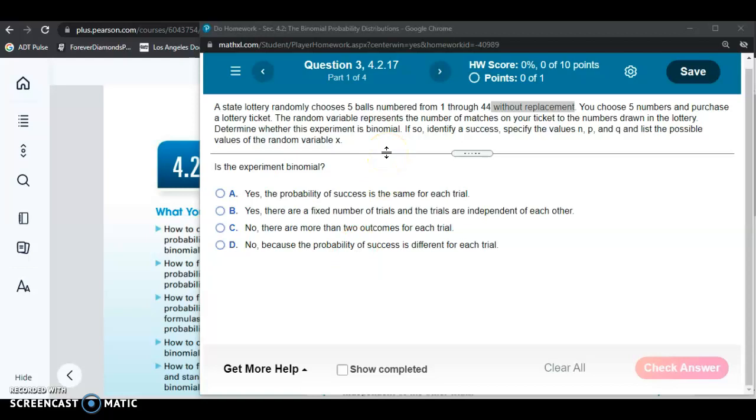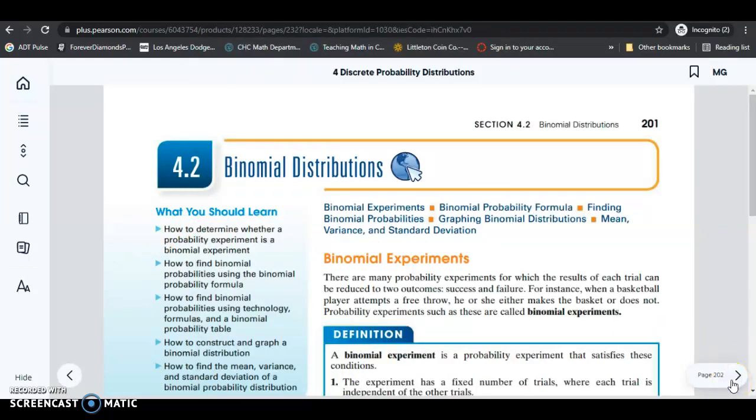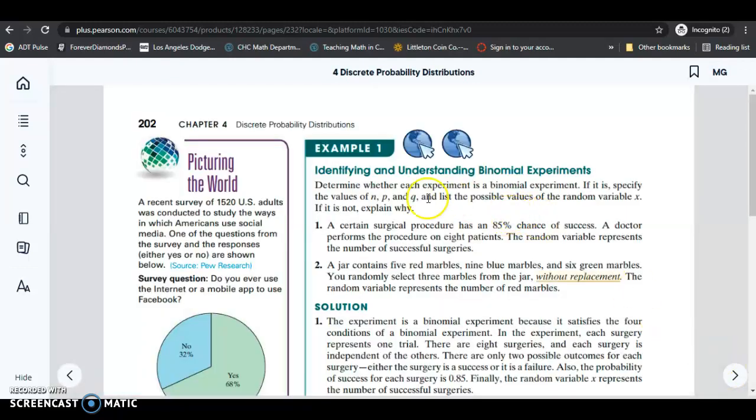Before we answer this question, let's see if we can find a similar example in the book. We have example 1 on page 202, which asks you to identify whether an experiment is a binomial experiment, and they give you 2 examples. The directions say to determine whether each experiment is a binomial experiment, and if it is, specify the values of n, p, and q. n is the number of trials, p is the probability of success, q is the probability of failure. And then it says to list the possible values of the random variable x.